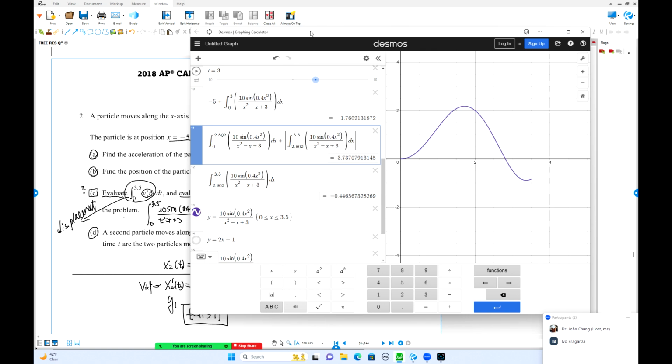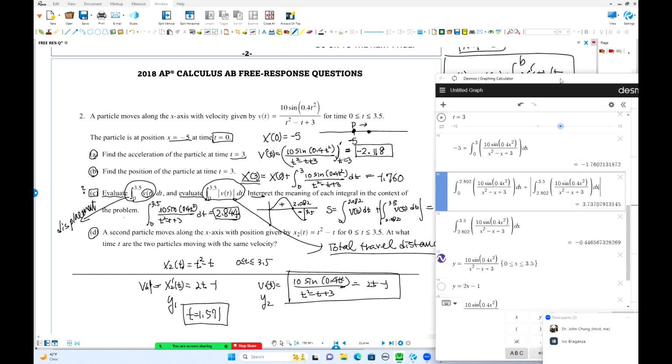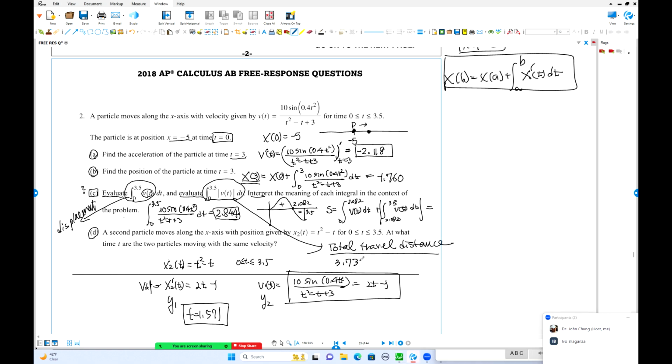Total travel distance is 3.737. This one. Yeah. Total distance, right? 3.737, okay? Now we got all the answers over here, okay? Oh, sorry about that. Okay, yeah, total distance anyway, 3.737, okay?